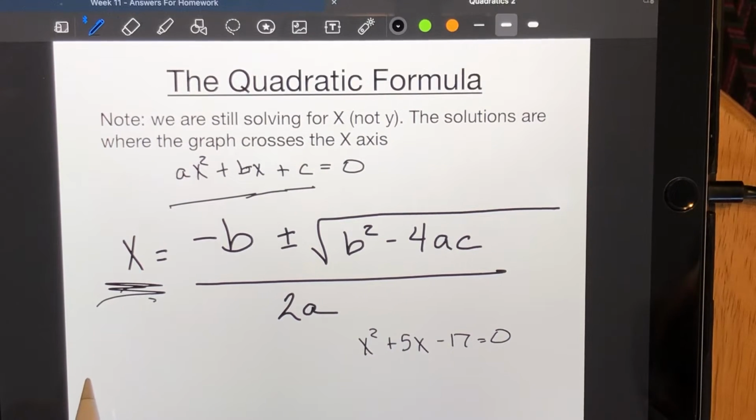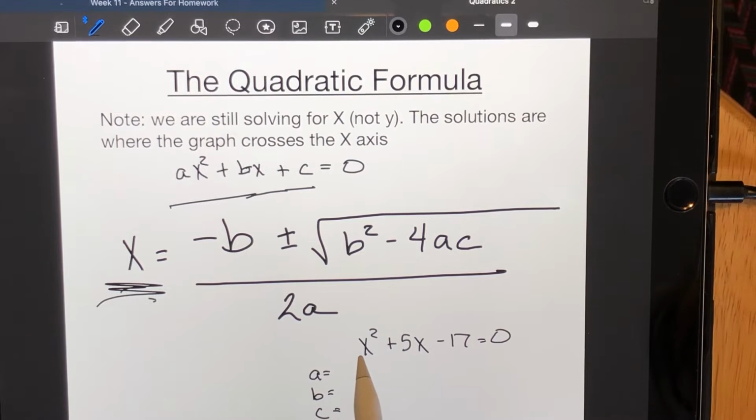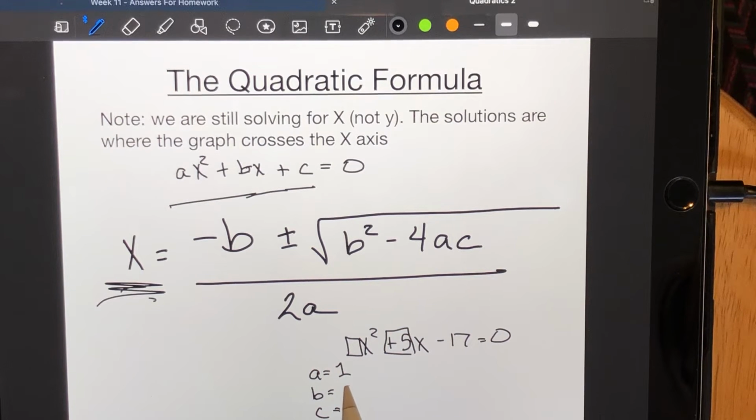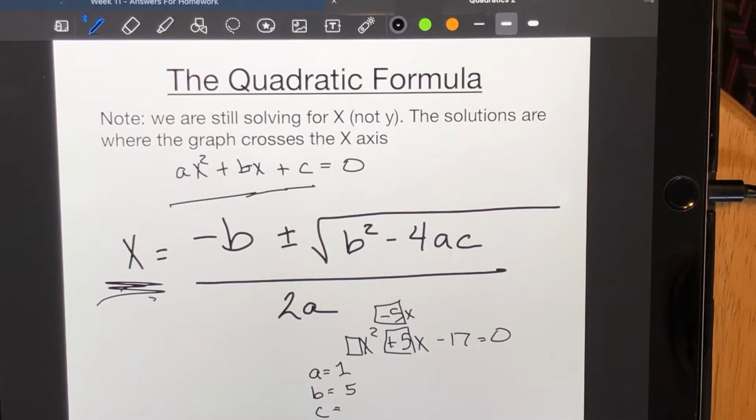The most important thing is to go ahead and list your terms, A, B, and C. Always do it in order, A, B, and C. The coefficient of my first term is 1. A is 1. The coefficient of my second term is 5. The sign must go with it. If this was minus 5x, then that B would be a negative 5. And C is negative 17.